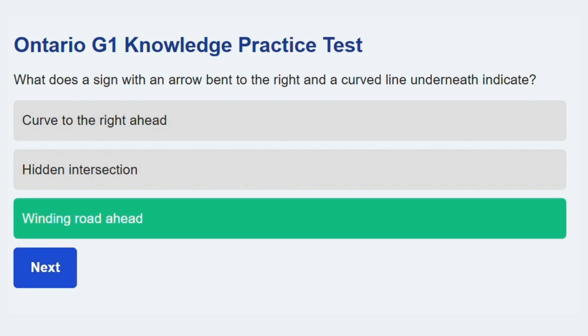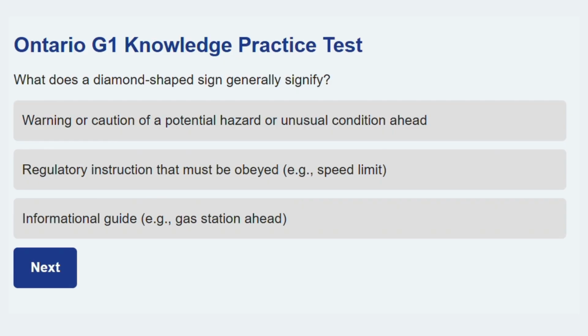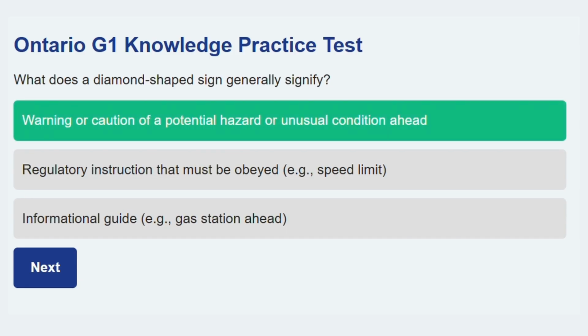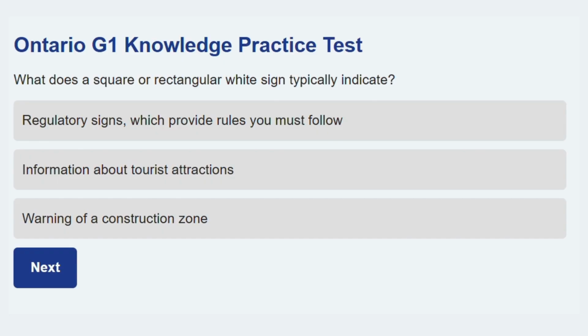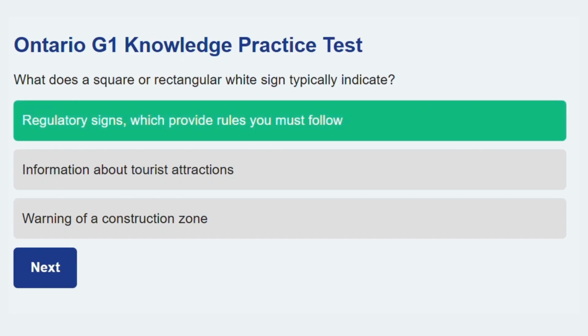Next up. What does a diamond-shaped sign generally signify? Warning or caution of a potential hazard or unusual condition ahead. The diamond shape is the universal shape for warning signs. Let's continue. What does a square or rectangular white sign typically indicate? Regulatory signs, which provide rules you must follow. Examples include speed limits, turning restrictions, and parking rules.